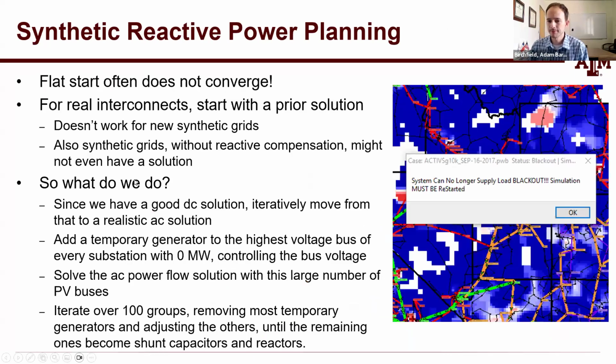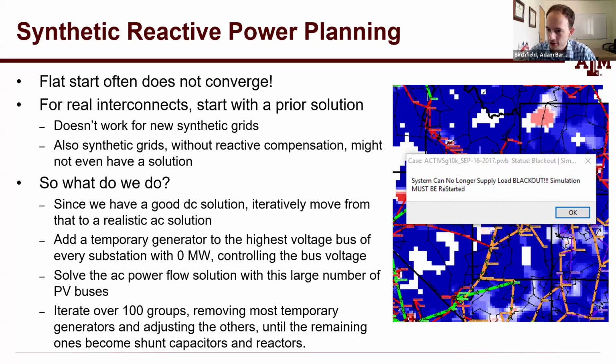Okay, the third step is the reactive power planning. If you've ever used PowerWorld Simulator, you've probably seen a box like this one on the right. You have a nice, perfect DC power flow solution. Everything looks good. And you click solve for the AC power flow solution, and you get a Newton-Raphson divergence. And it says we can't solve it, and PowerWorld will tell you it's a blackout.